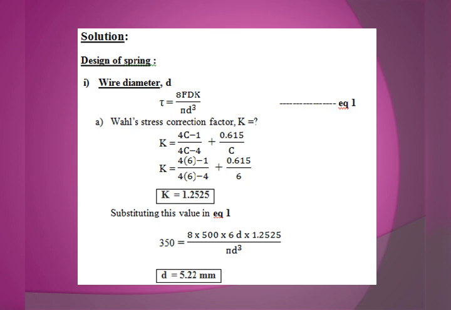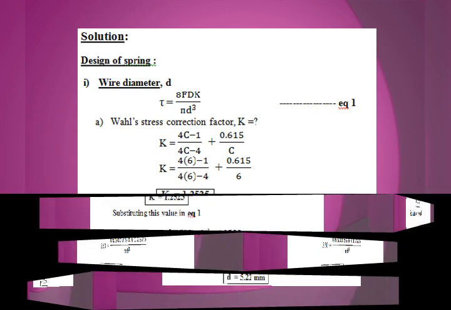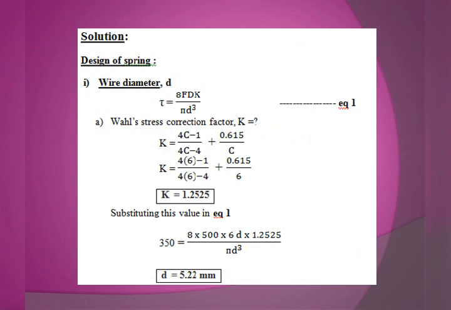In that we are supposed to find wire diameter d, that can be obtained by using the equation shear stress tau is equal to 8 F D K divided by pi d cube. Here n number of unknowns are there, we'll call that equation number 1. Now we'll evaluate the wall stress correction factor K first. K is equal to (4C minus 1) divided by (4C minus 4) plus 0.615 divided by C. Here spring index C is equal to 6, so we are getting K is equal to (4 into 6 minus 1) divided by (4 into 6 minus 4) plus 0.615 divided by 6. So we are getting wall stress correction factor K is equal to 1.2525. Now we are supposed to substitute this along with other values in equation number 1.